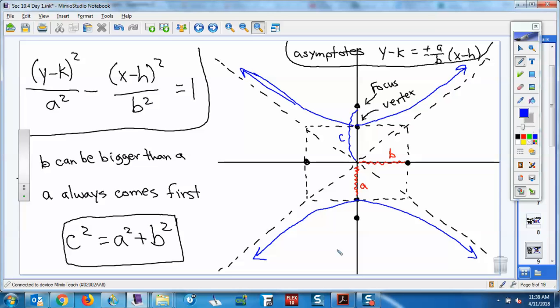This time our rise over run as well, for our asymptotes, it's A over B this time, right? This time the rise is A, and the run is B. So this time the slope is A over B, plus or minus. One's positive, one's negative. And again, wherever the center is, the lines will always go right through the center. So they'll contain that center point, and then they'll have the slope. It'll be B over A or A over B.